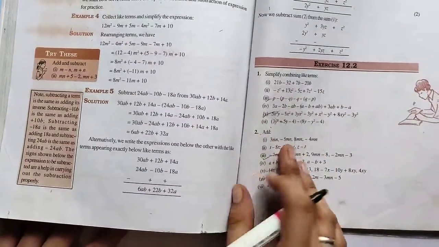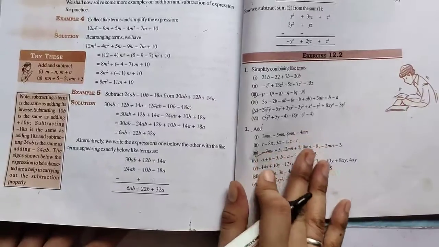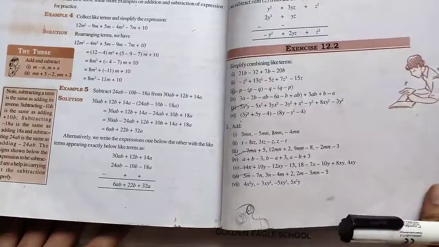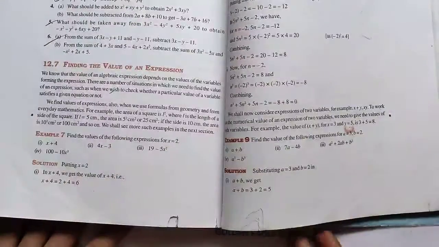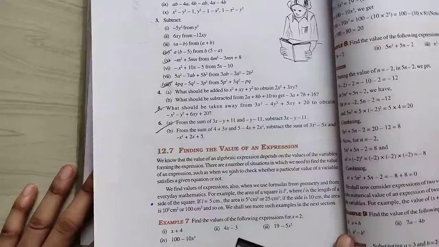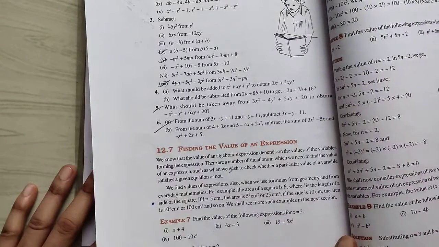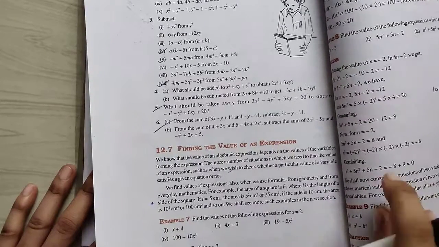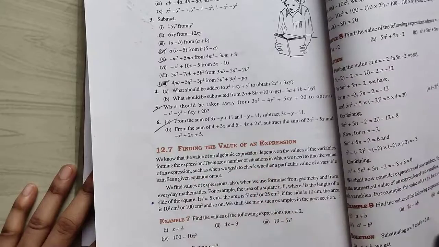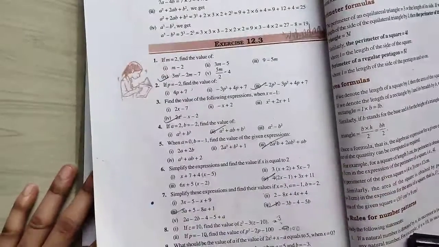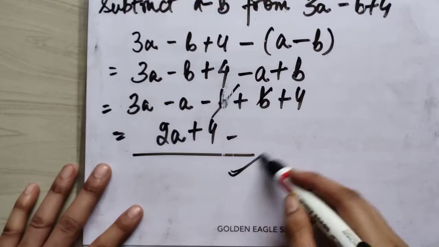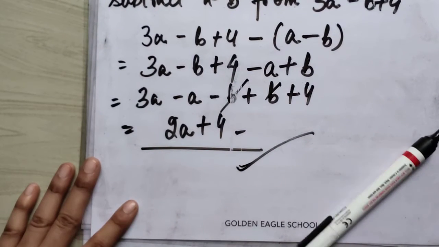Simplify combining like terms. What you have to do is just take the like terms together and then solve them. Okay. So question number 1, 2 you can do fully. 3 also, you have to subtract. 4th, 5th and 6th, you have to do all these questions. Okay. So in the next class we will start with the next exercise, that is finding the value of an expression. I hope you have understood this topic and how to subtract and add algebraic expressions. Okay. Thank you class.